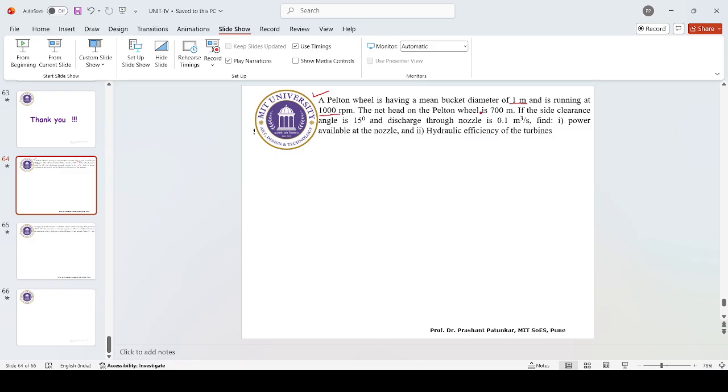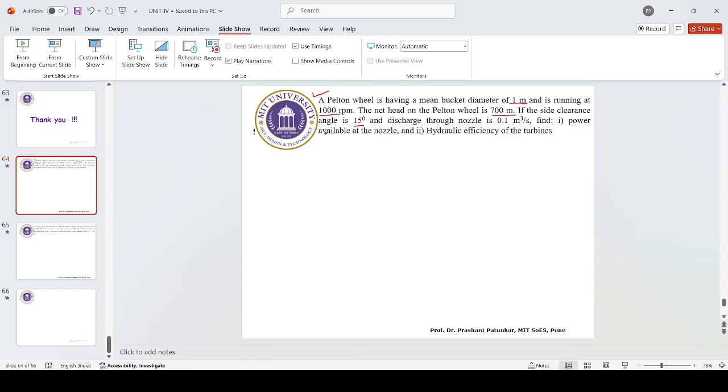The net head on the Pelton wheel is 700 meters. If the side clearance angle, which is the angle phi, is 15 degrees, and the discharge through the nozzle is 0.1 meter cube per second, we have to evaluate the power available at the nozzle as well as the hydraulic efficiency of the turbine.